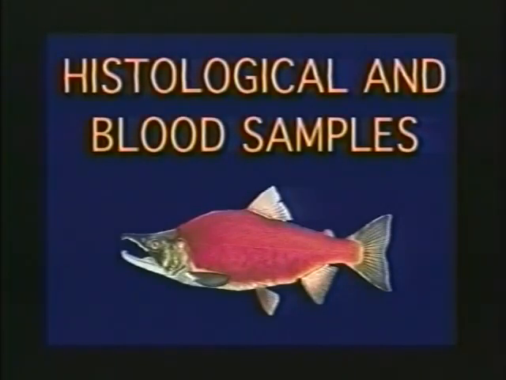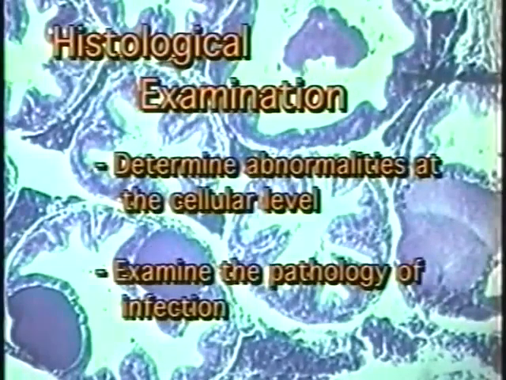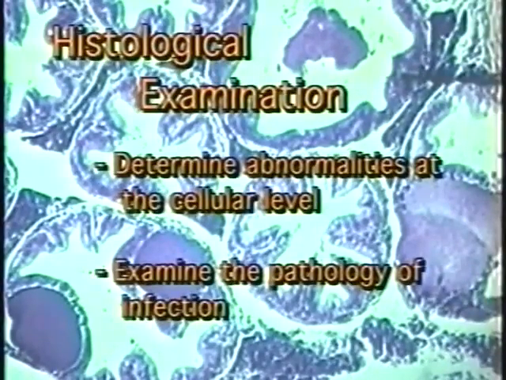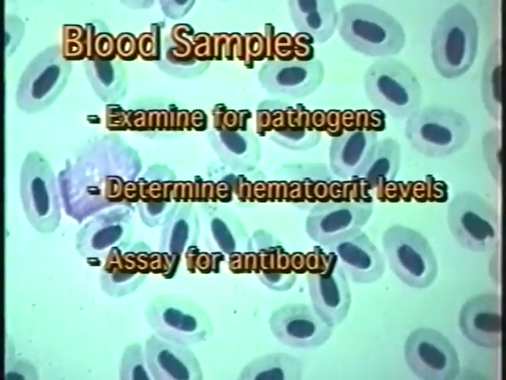In addition to the routine samples collected in a necropsy examination, it is often useful to obtain tissue and blood samples. Tissues collected for histological examination can be used to look for abnormalities at the organ or the cellular level and to study the pathology of an infection. Blood samples are useful for a variety of analyses, including examination for pathogens, measurement of hematocrits or packed cell volumes, and determination of antibody titers.